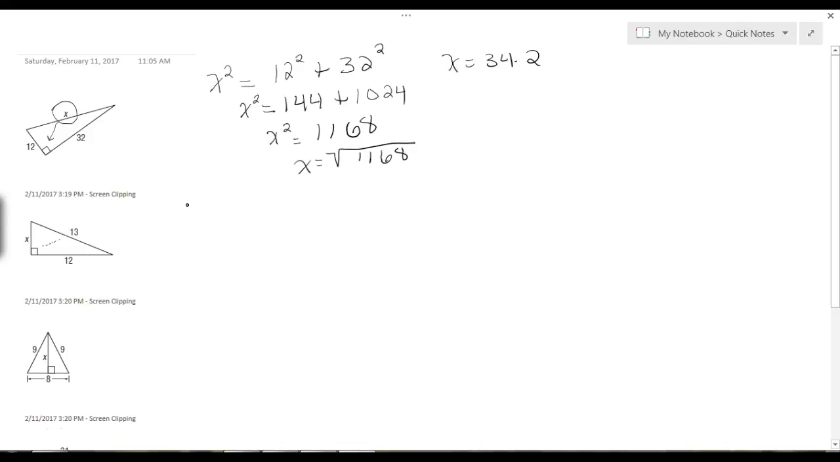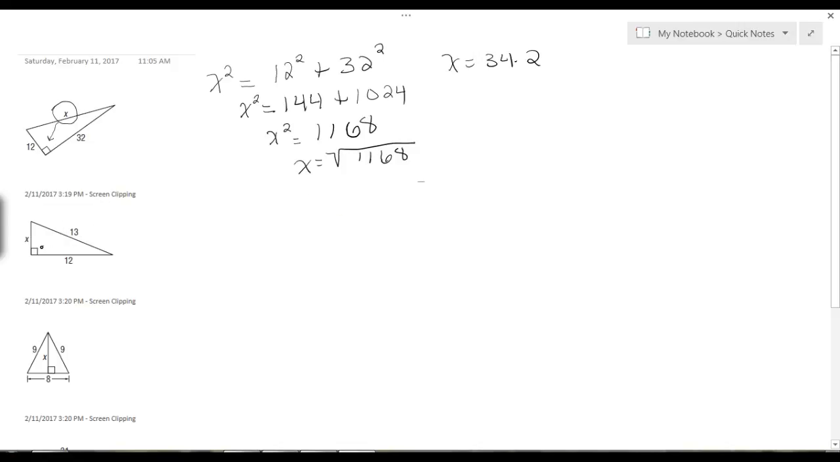Let's go ahead and take a look at our next problem. If I look at this problem, I see that across from my right angle is the number 13. So that means 13 is going to be my hypotenuse. So 13 squared is going to equal x squared plus 12 squared. I'm going to go ahead and algebra this up to get x squared by itself. So that means I'm going to subtract 13. No, I'm sorry. I'm going to stop that right now.